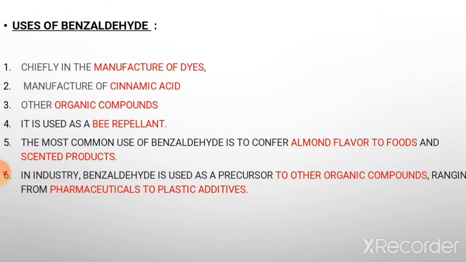There are some uses of benzaldehyde. You can see here. The first use is in manufacturing dyes. Second is in manufacturing of cinnamic acid. Third, it is also used in the manufacturing of some other organic compounds. Fourth use is it is used as bee repellent. Fifth, it is used to give almond flavor to foods and scented products. And sixth, it is also used in pharmaceutical products.